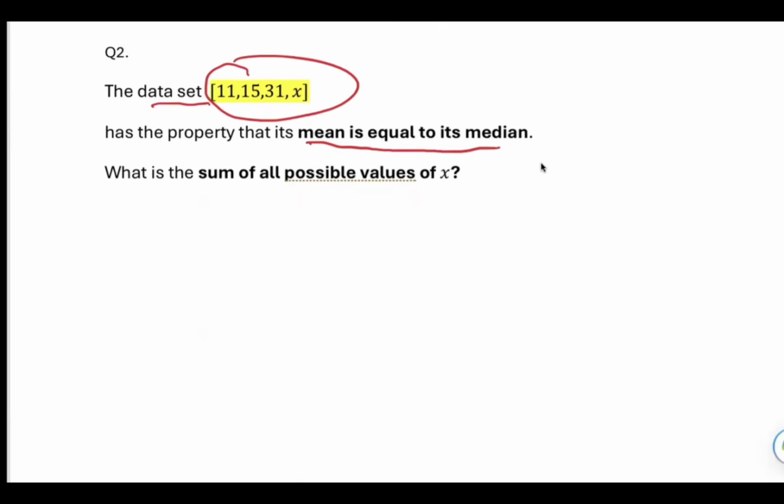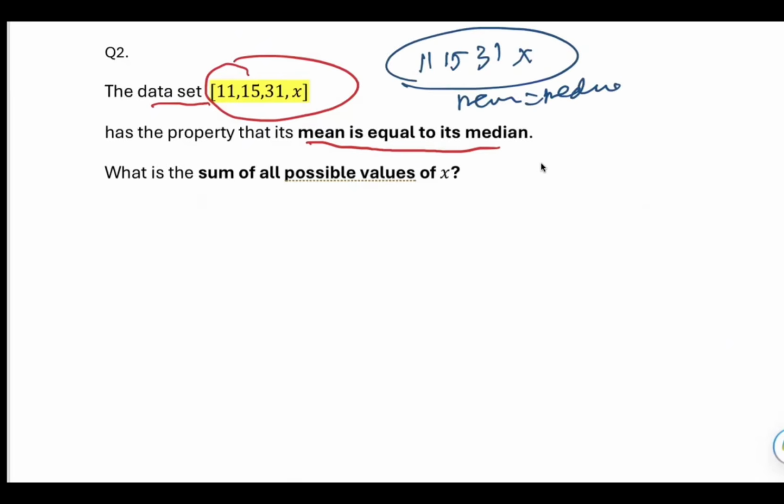This is a tricky question. So you have this data set, 11, 15, 31, and X. And they said the mean is equal to the median. What are all the possible values of X? What should X be? When you see this kind of question, think about it. The mean is going to be what? 11 plus 15 plus 31 plus X over 4. And this should give you what? 57 plus X over 4.